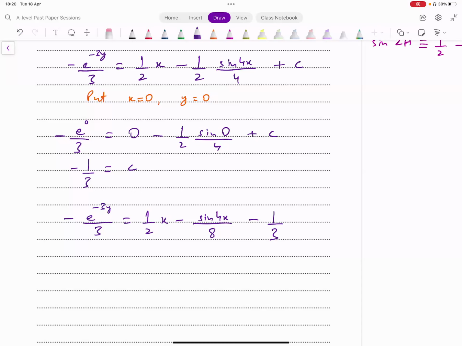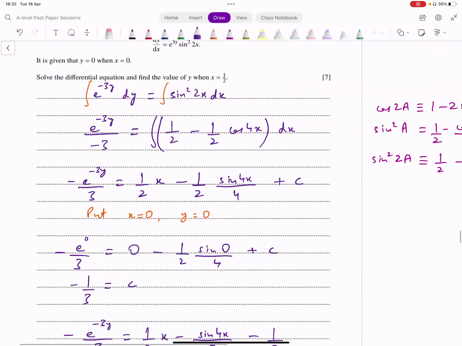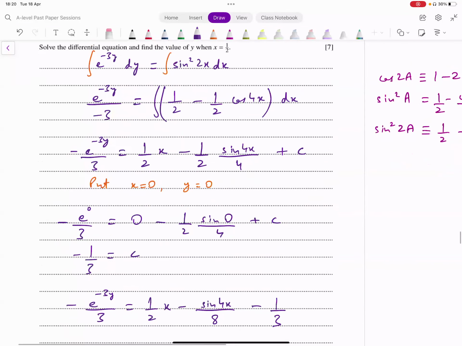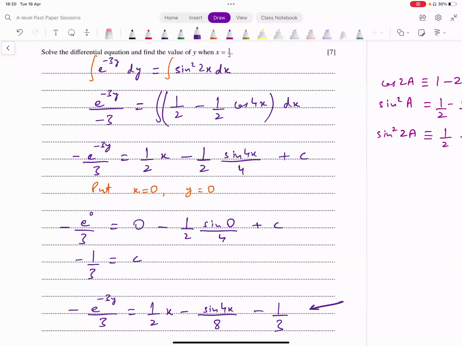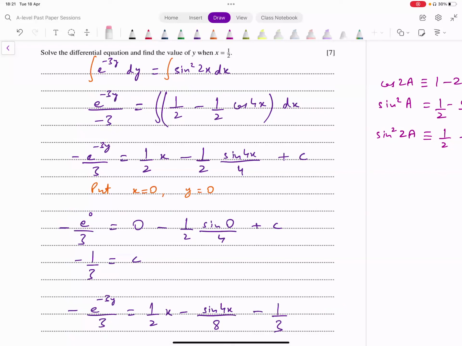Okay, now what has the question said? It has not asked for any specific form. It just said solve the differential equation. You don't have to make any particular variable the subject. You can just keep it like this and that's okay. It says find the value of y when x equals 1 over 2. What do you do directly? Input the value of x, 1 over 2, into this. That's what we're looking for.